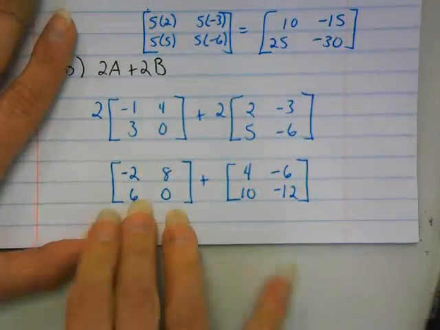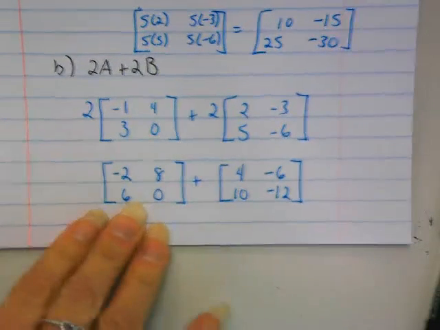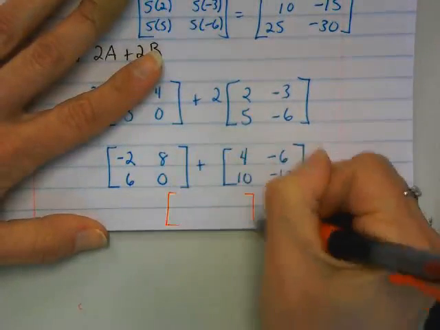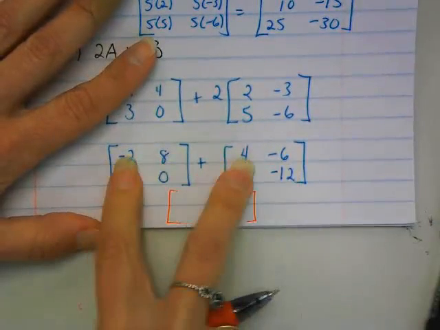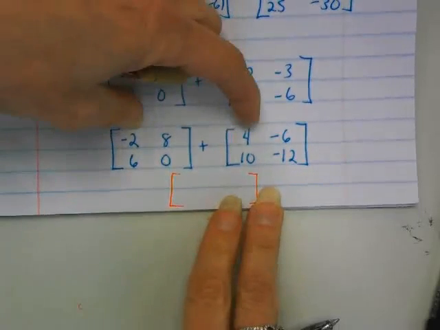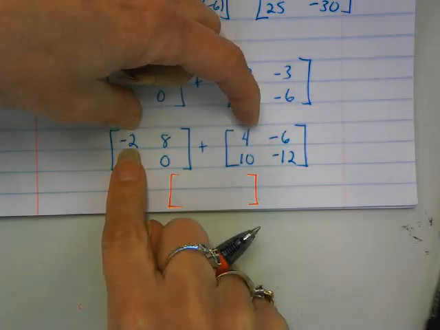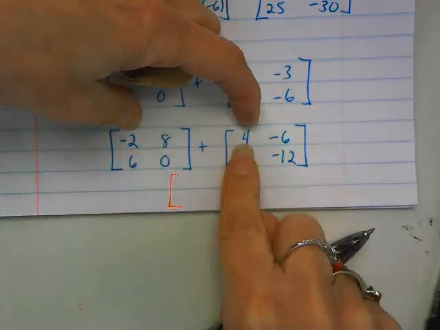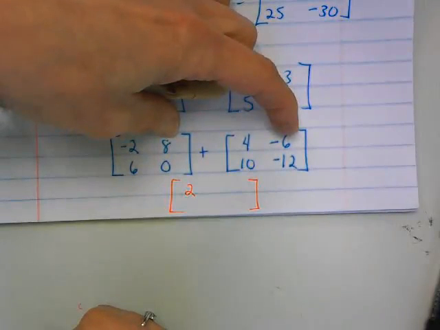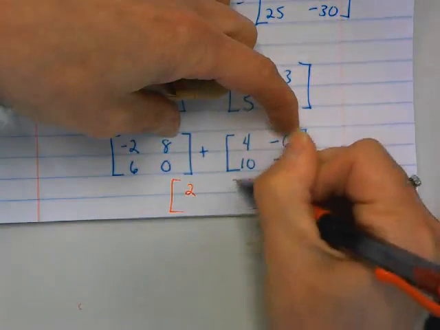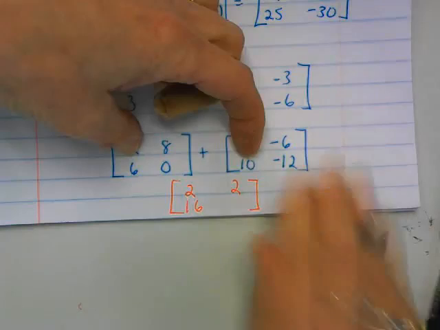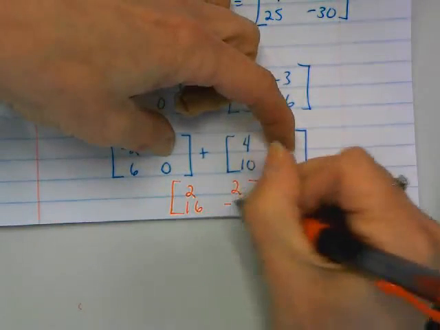Now they want me to go ahead and add. If you need to, you can just go ahead and do. So this, this, this, and this. Alright, I'm going to try to do it without showing all my work. So I'm going to do row 1, column 1: -2 plus 4 is 2. Move to the second column. 8 plus -6, 2. Row 2, column 1: 6 and 10, 16. 0 and -12, -12.